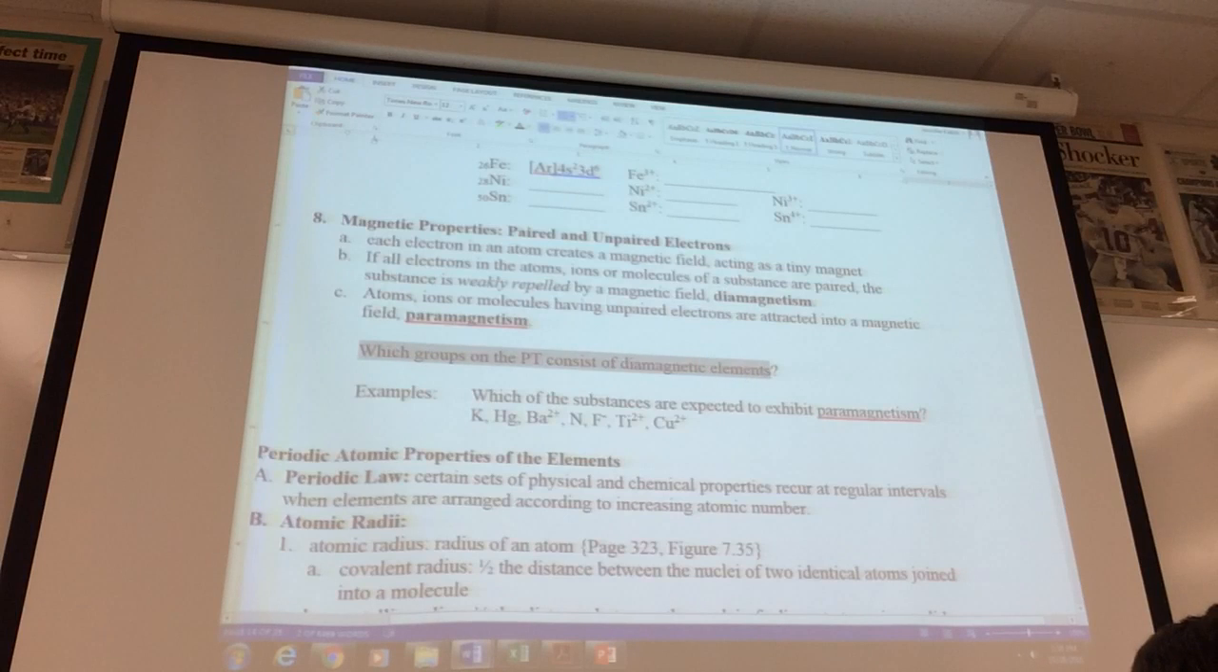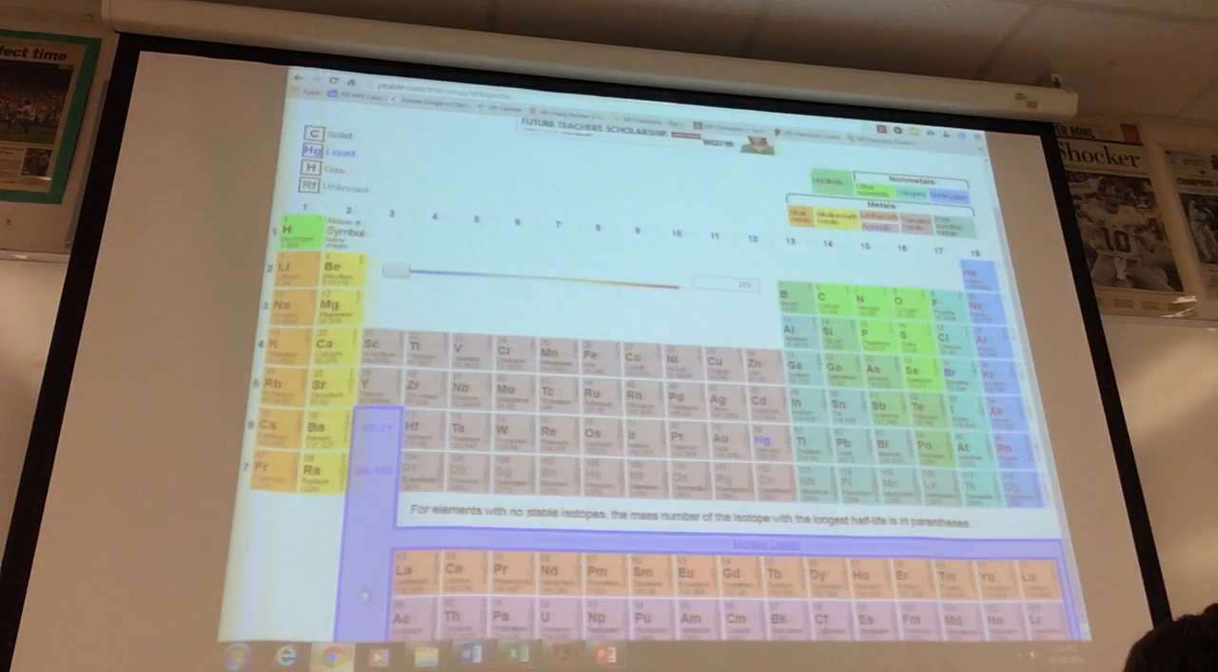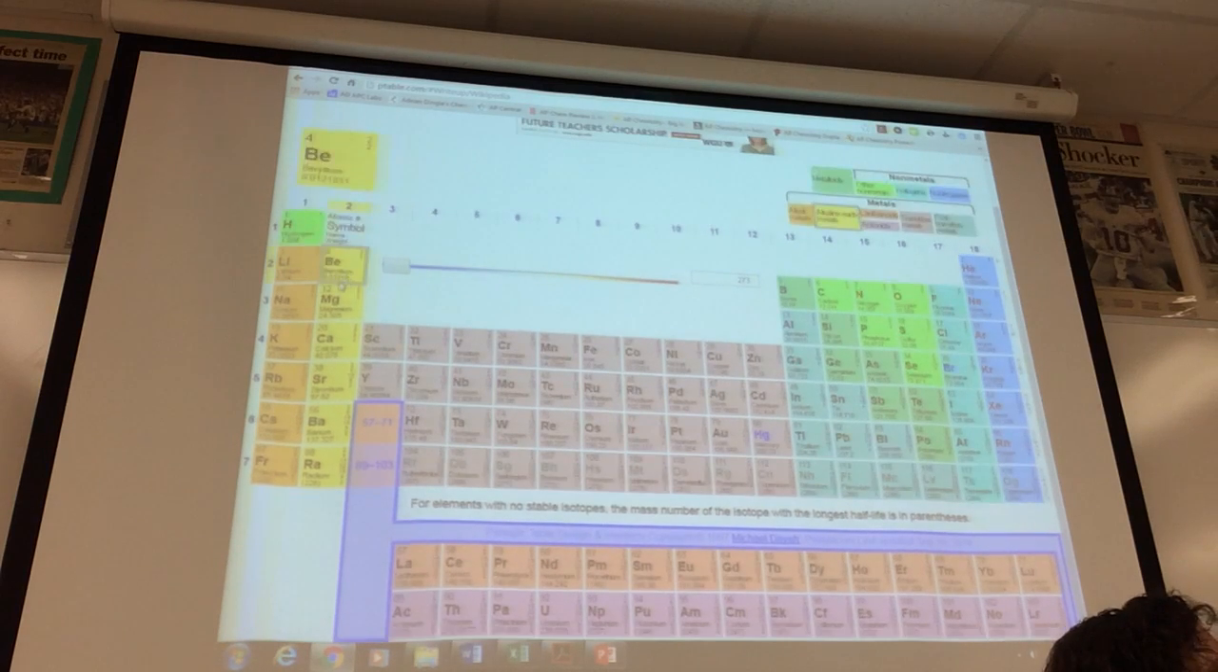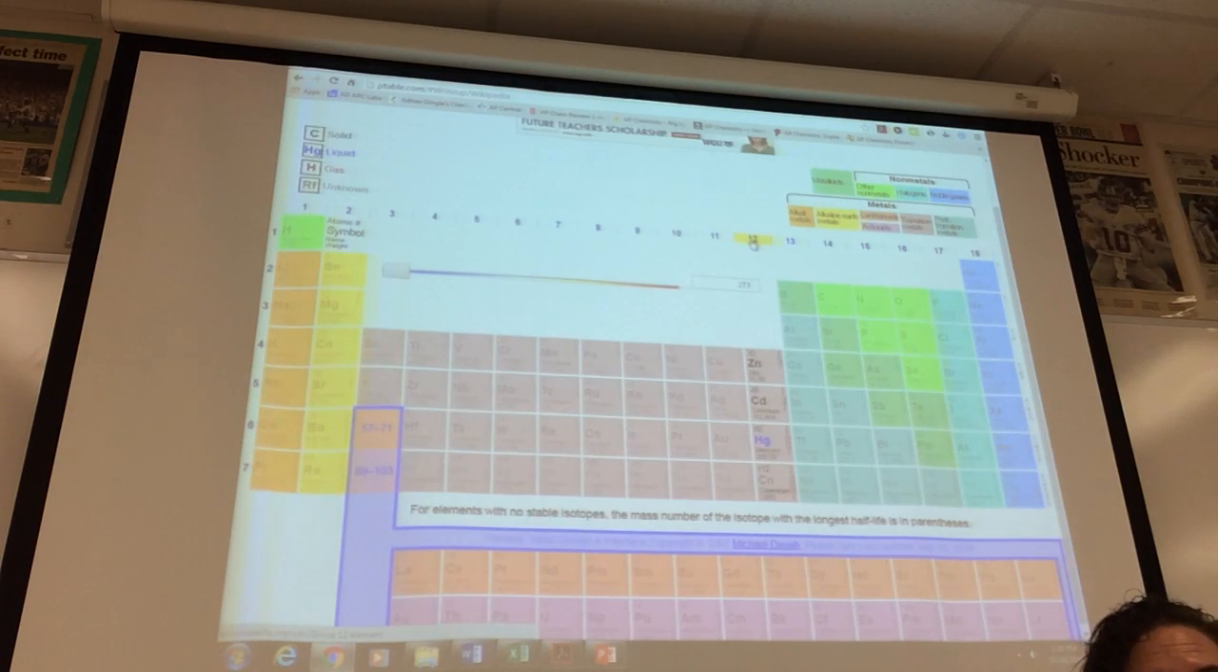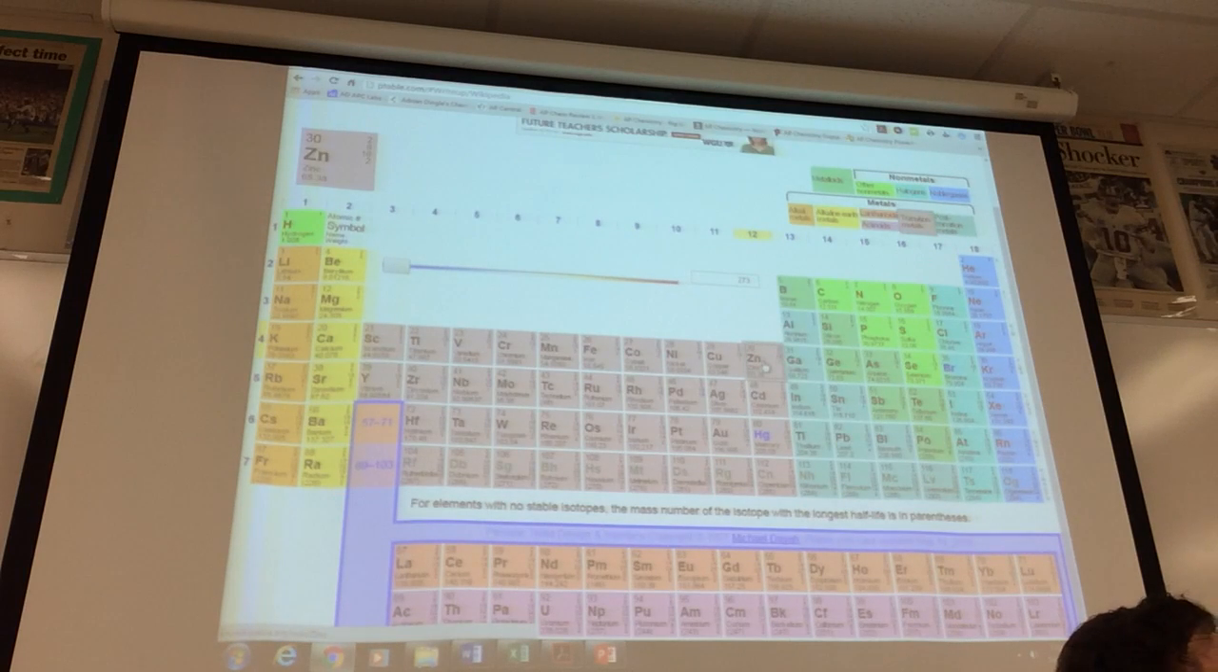Which groups on the periodic table consist of diamagnetic elements? All paired electrons. Group 2 for sure. Group 14. Why is it paired? All paired electrons. Oh, there's a group 3. Group 12, right? Because that zinc would be argon 4s2, 3d10. Everything would be paired.